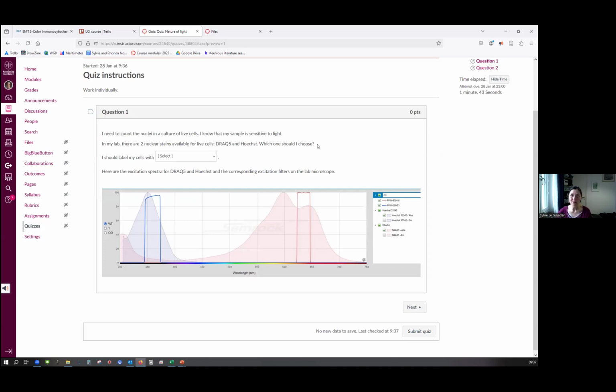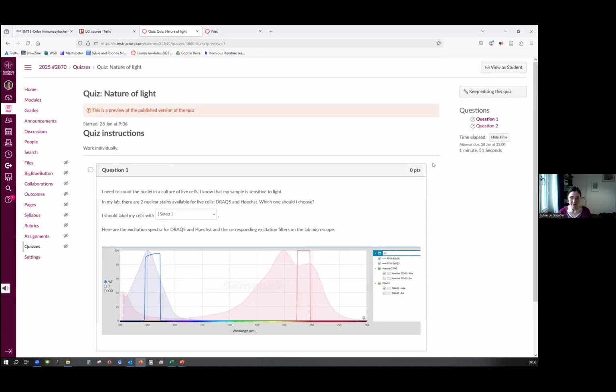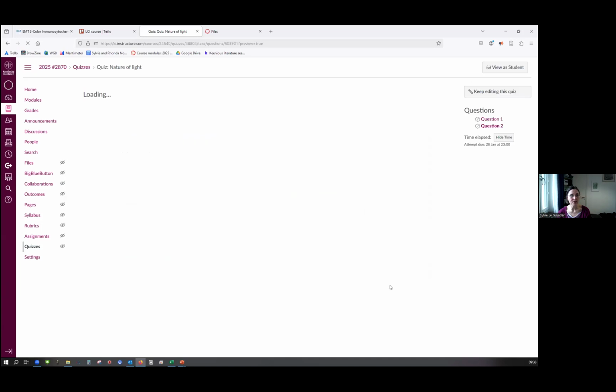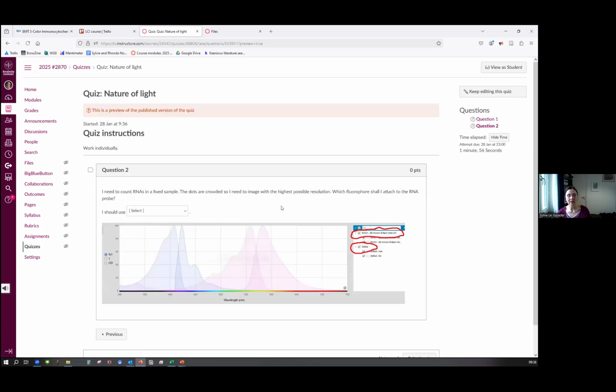Okay, right. So then the next question. Sorry. Here it is. The next question is, I need to count RNAs in a fixed sample, and the dots are very crowded, so I need to image with the highest possible resolution. Which fluorophore shall I attach to the RNA probe? Shall I use DsRed or Brilliant Violet 421? This one is the Brilliant Violet, and this one is DsRed. Which one would you choose to get the highest possible resolution?